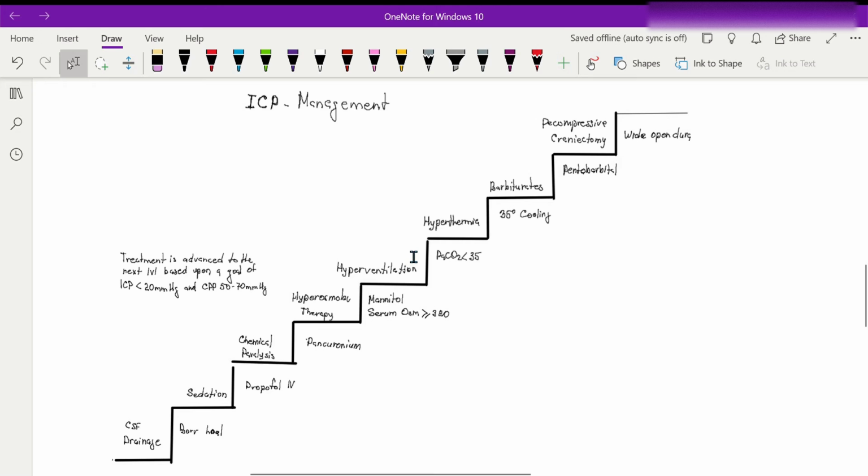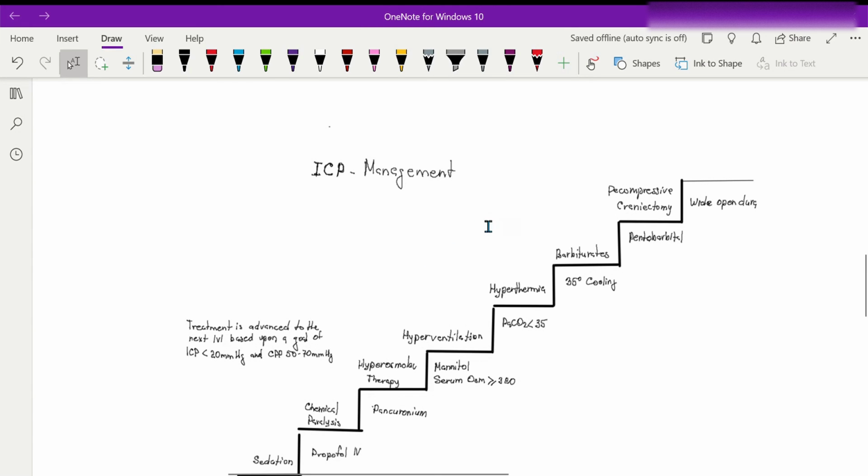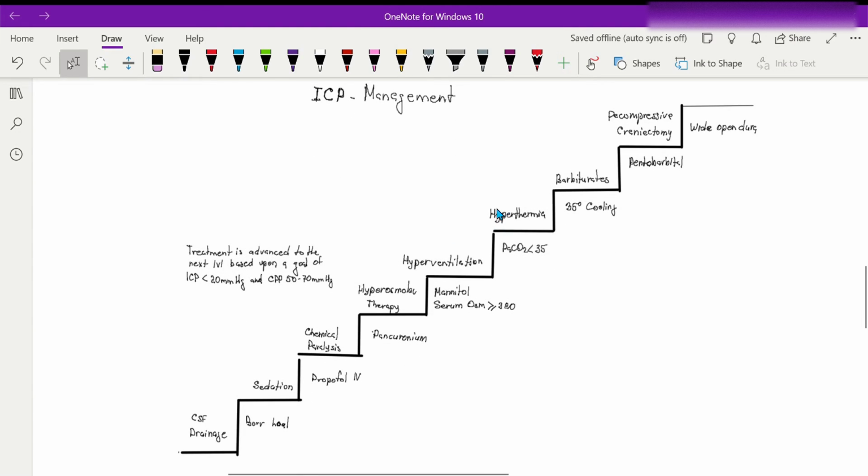So these are the steps for treating the intracranial pressure. First, you start with, of course, diagnosis using the CT. Then the physician bores a hole, and cerebrospinal fluid is drained and monitored.